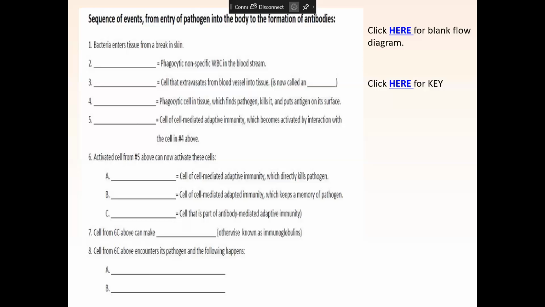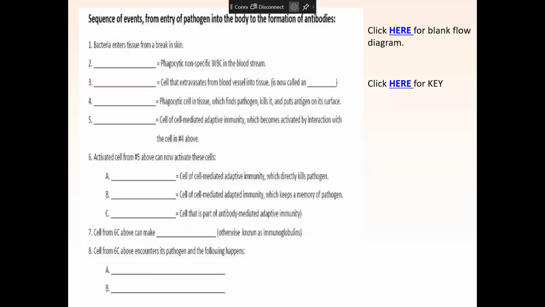That's going to be a monocyte can leave. And then it becomes a macrophage. Then this thing, when it finds the pathogen, kills it and adds the antigens on its surface. That's an antigen presenting cell. And then it's waiting for a cell of cell mediated immunity. That means T cells to interact with. All right. So the APC is waiting for a helper T cell.